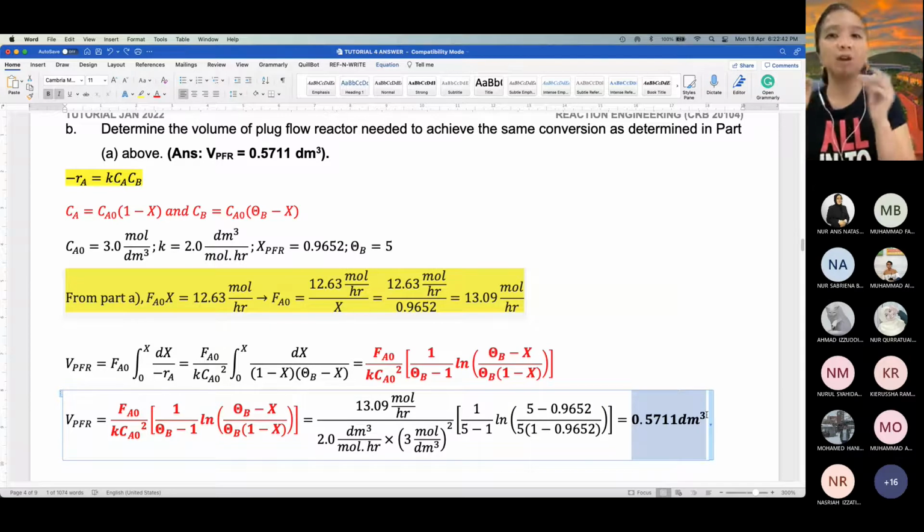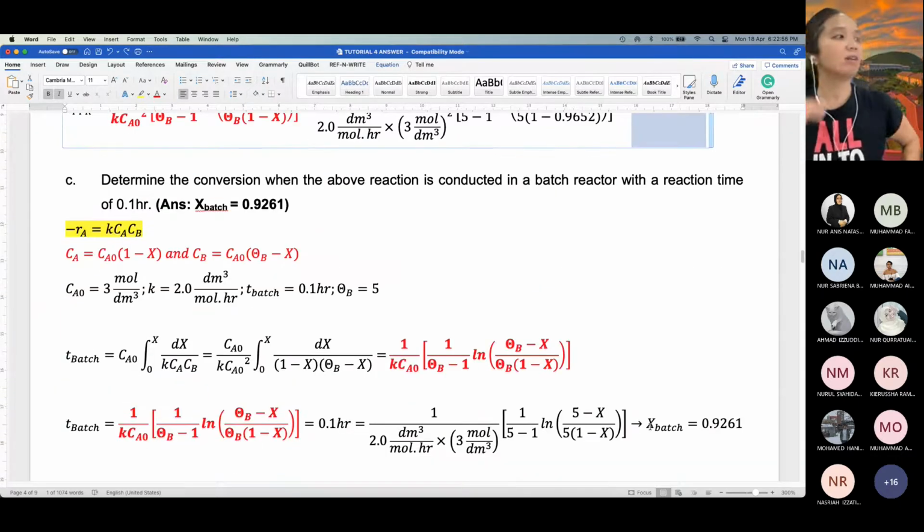Okay, that is why there was a little bit of confusion about FA0X. Why did we use FA0X earlier? Because we did not know X. So we used FA0X. In this second part, we already know X, so we can already find the FA0. Okay, and the last one for today, quite simple.